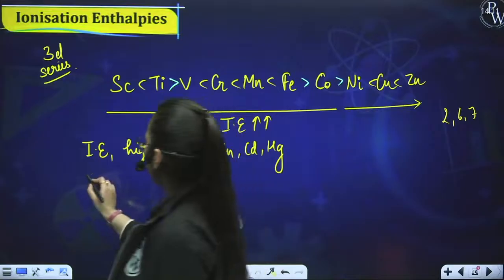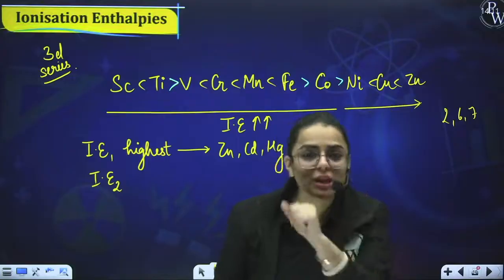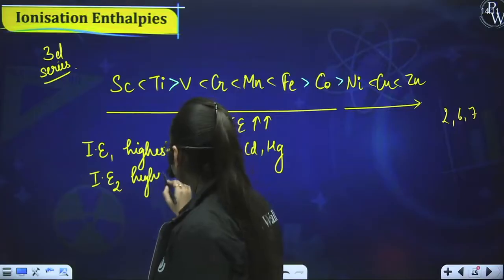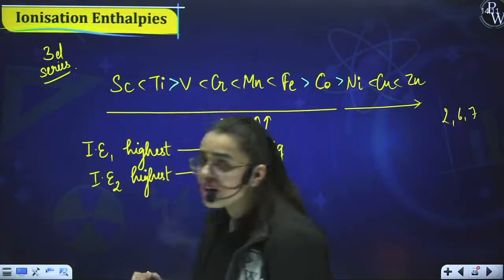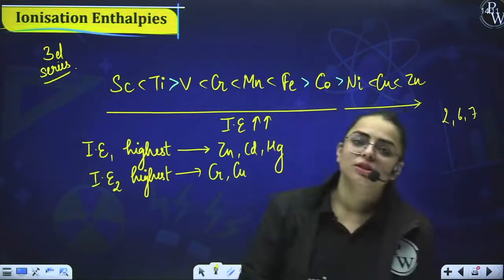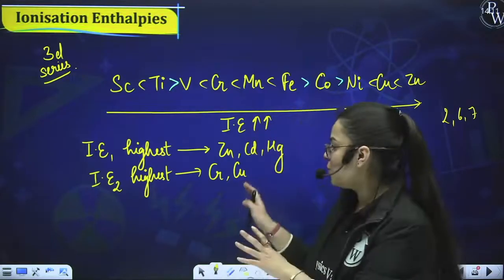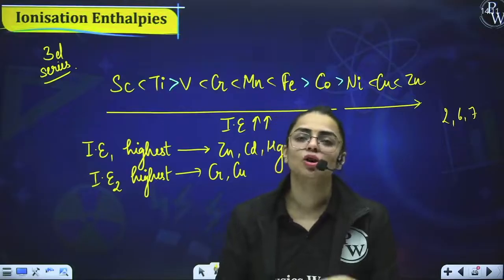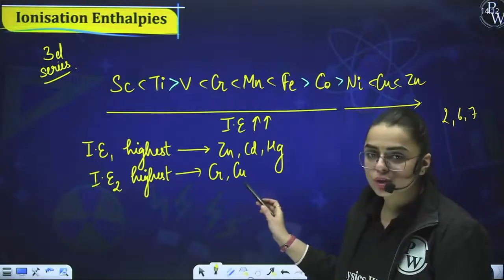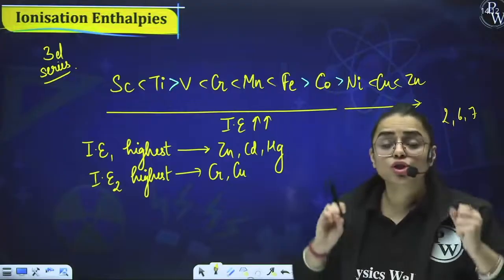If I ask you the second ionization energy, that means now you are going to remove one more electron, so a total of 2 electrons you have to remove. Which will have the highest second ionization energy? What will be your answer? Ma'am, my answer will be chromium and copper. Why, ma'am? In the case of copper, the configuration is 3d10 4s2. You have to remove 2 electrons. 4s2 are gone, 3d10 is still left. That means a high amount of energy you require.